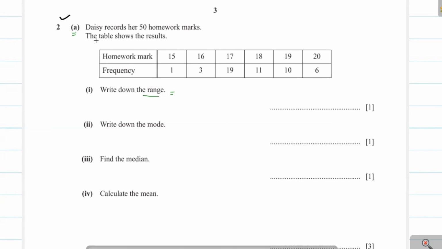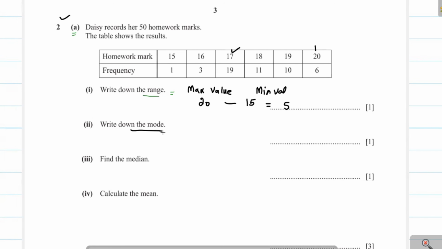Question 2, part A. Daisy records 50 homework marks. The table shows the result. Write down the range. Range is the difference between the maximum and minimum value. Here is the maximum value, which is 20, and the minimum value here is 15. The difference will be 20 minus 15, which is 5. This is the answer.